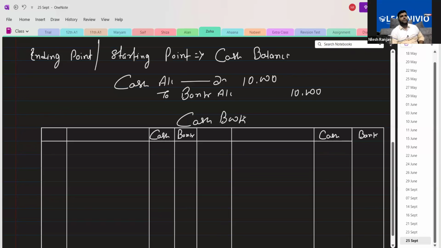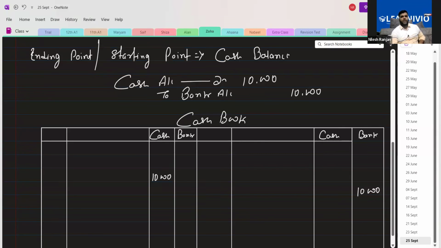In this entry, cash account debit to bank account, the cash is coming. Cash is coming from the bank, into the firm. Yes, so cash is coming. All receipts are on the debit side. So in the cash column you will write 10,000. And bank is going, so in the bank column on the credit side, 10,000.